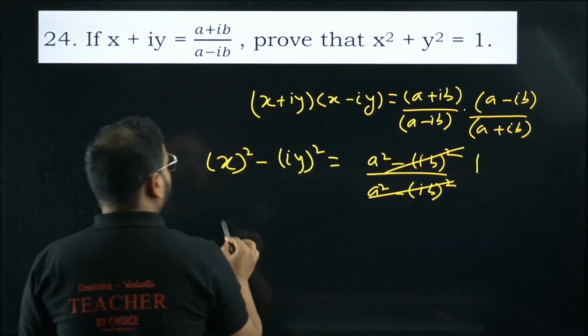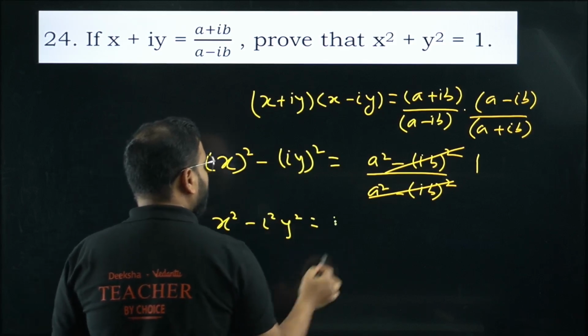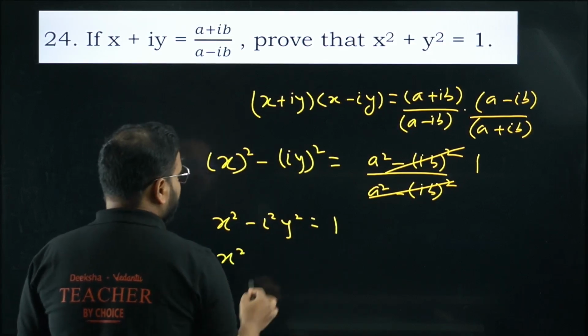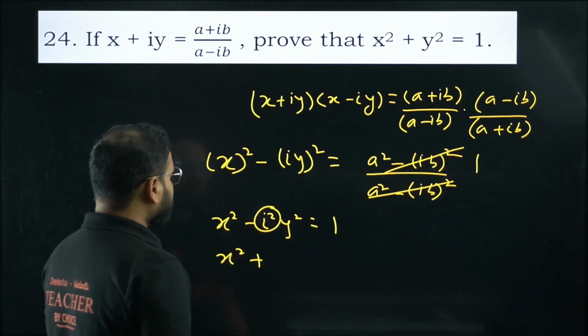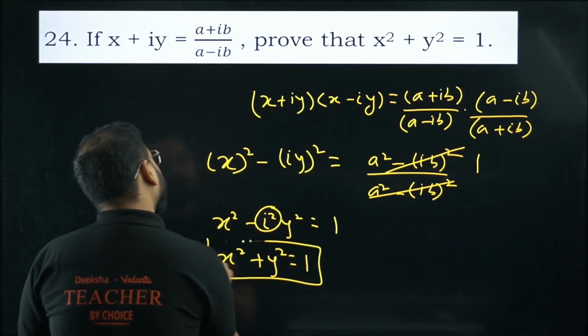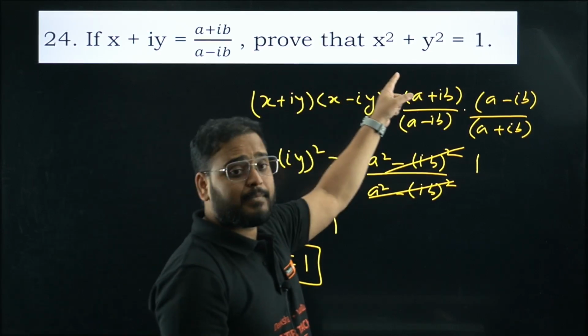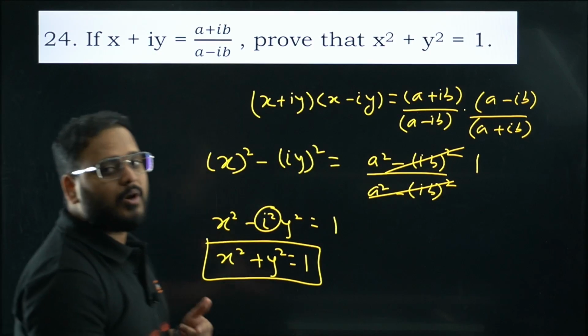What about this side? It will become x square minus i square y square equals 1. You know i square is minus 1, right? It becomes positive. I square is minus 1, so minus and minus will make positive, means plus y square equals 1. Is it proven? Please check. Okay, done. 24th is also done. Let's move on to question number 25 quickly.